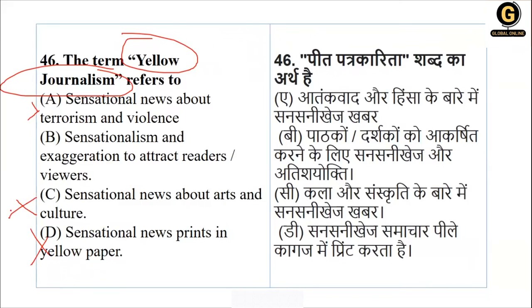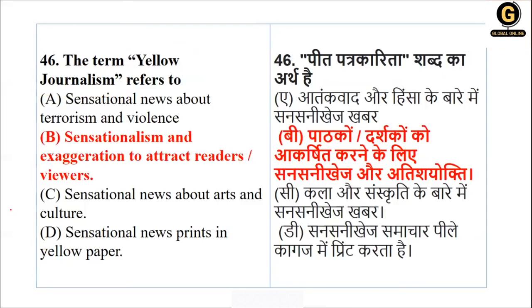So basically, yellow journalism is a term which is used to attract the reader towards a communication message. Let's say advertisements, or you want to attract people to the newspaper. तो आप एक punchline या tagline ऐसे लिखते हो, people get automatically attracted towards the news. So that is called yellow journalism. So option number B is your right answer.